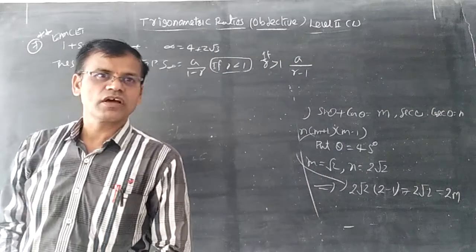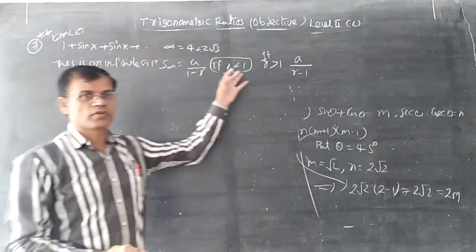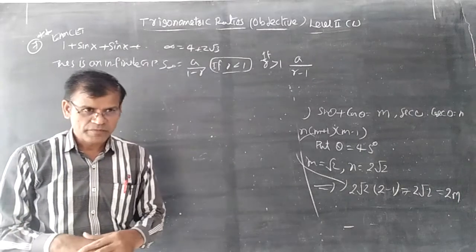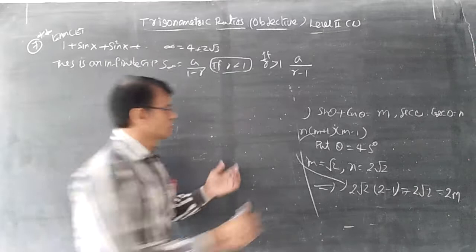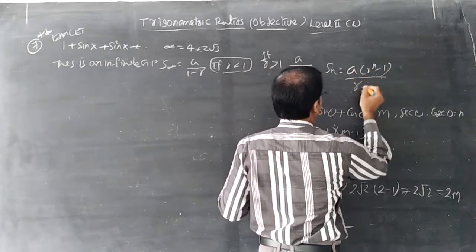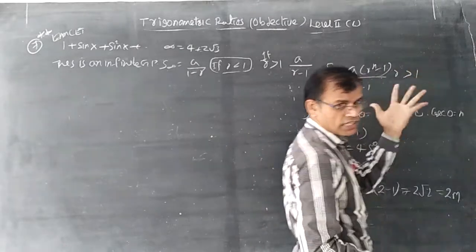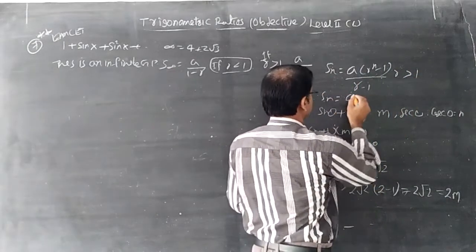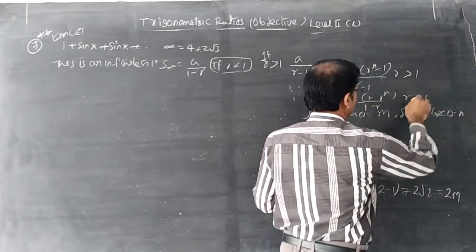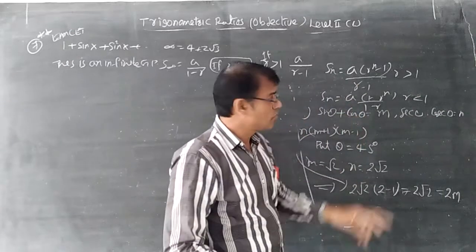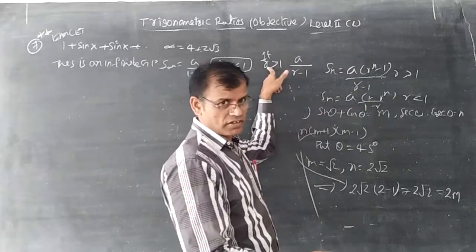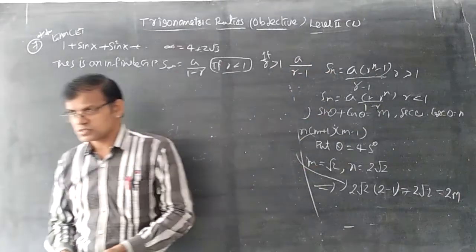Do you have an idea, Mr. Abdullah? In your 10th class there is no such formula for infinity terms, A by 1 minus r. I will remind you: Sn is equal to A into r power n minus 1 by r minus 1 when r is greater than 1, and Sn is equal to A into 1 minus r power n by 1 minus r when r is less than 1. This is the sum of n terms of a GP. There is no infinite GP in your syllabus.